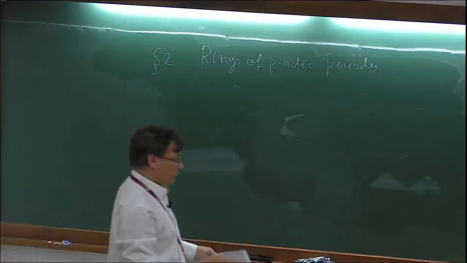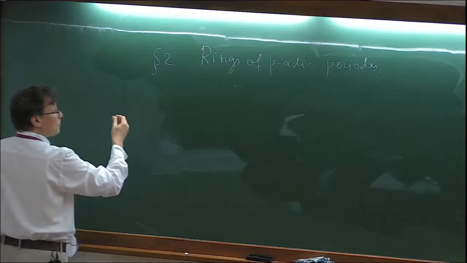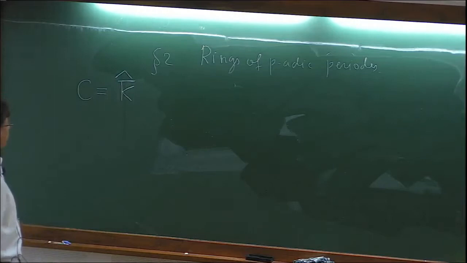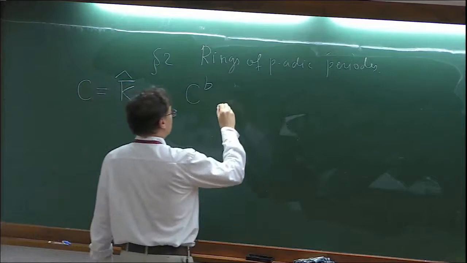Okay, from the beginning, we use the notation and results of Kiran's lecture. C is the completion of K bar, and we consider the tilt of C. And we consider its ring of integers.